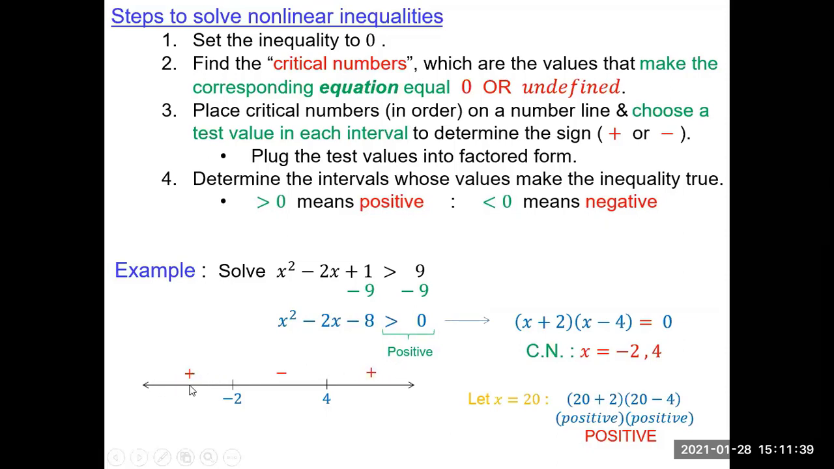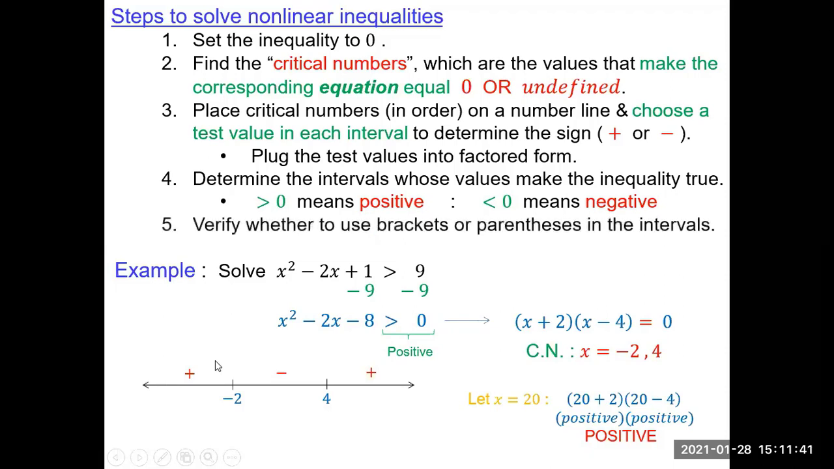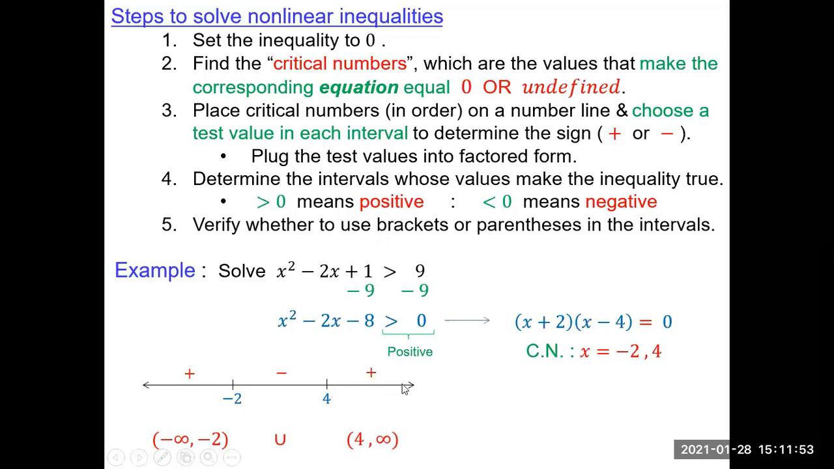So I know that that's going to occur everything before -2, which is -infinity to -2. And I also know that it's going to occur where the value is also positive, which is greater than 4, or rather 4 to infinity. Now, the last thing we have to check is to make sure we're using our brackets or parentheses correctly. And since this inequality simply said greater than 0 and not equal to, that means that we're not going to include -2 or 4, since those values made the function equal to 0.